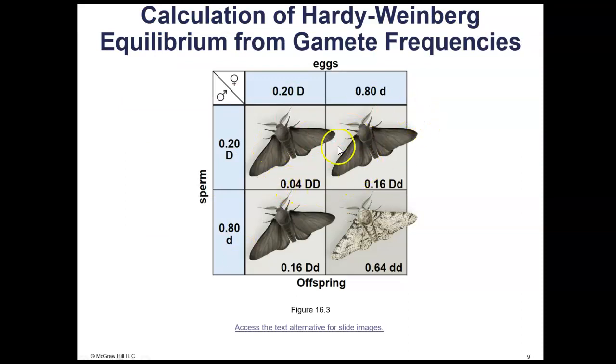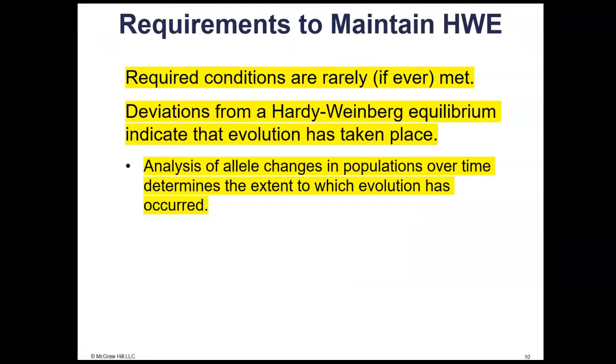And this is just showing in a Punnett square how to calculate the frequencies of big D, big D, big D, little d, and little d, little d. It's just a different way to represent what we just went over. Now, the required conditions to meet Hardy-Weinberg equilibrium are rarely met. So anytime there is a change or a deviation in the P's and the Q's, that indicates some evolution has taken place. The greater the change, the greater the extent of the evolution.